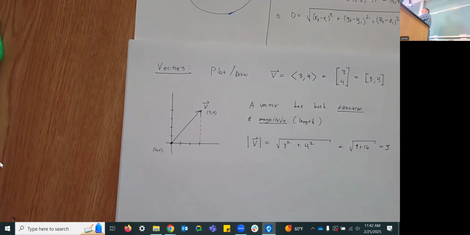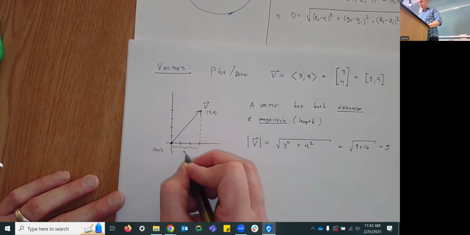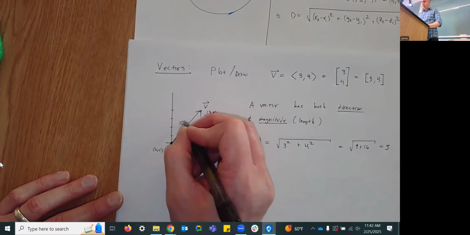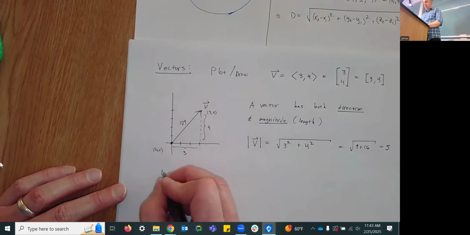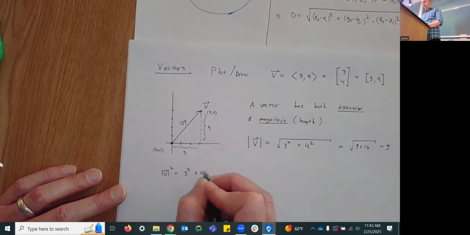Question there? Yeah, I thought the distance formula was from the Pythagorean theorem. It is. You're exactly right. It's coming from the fact that this base is 3, this height is 4, and the magnitude of this length here is exactly what we're saying. The magnitude of the vector squared is equal to the sum of the squares of the bases.